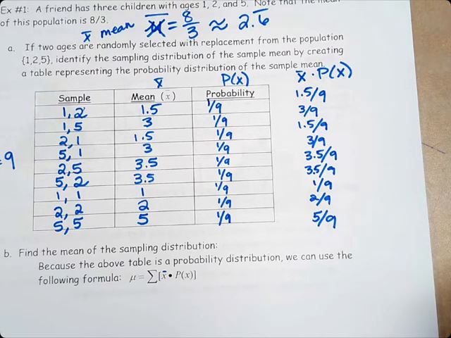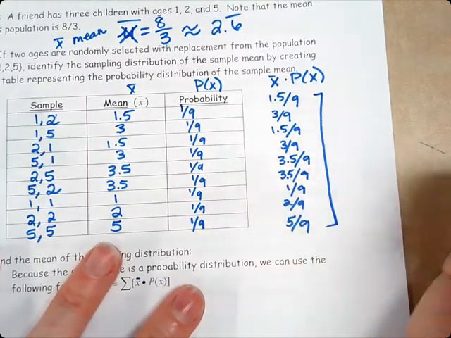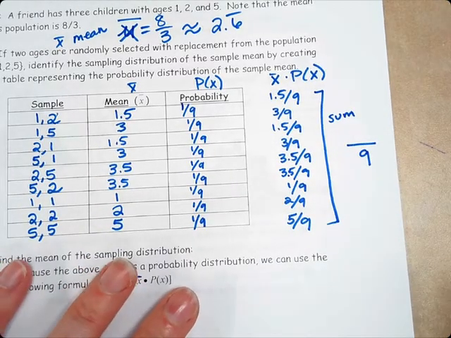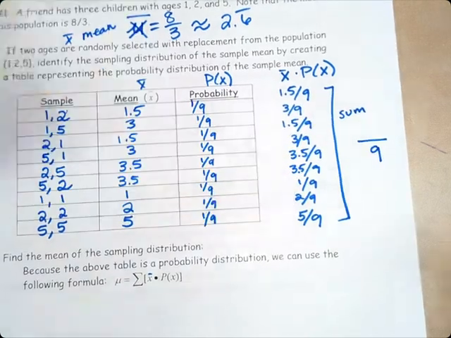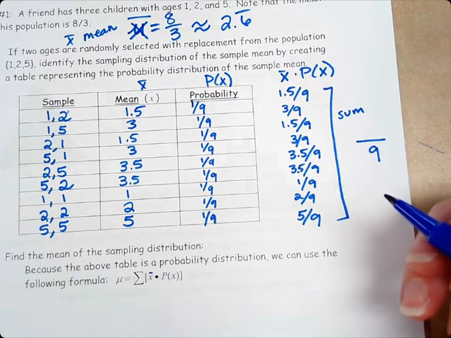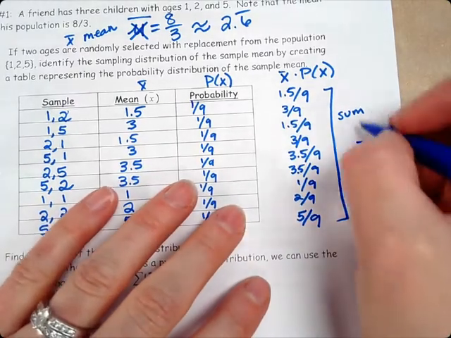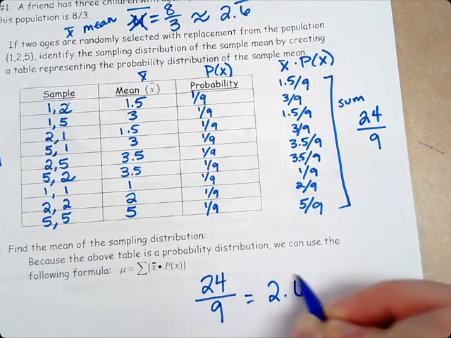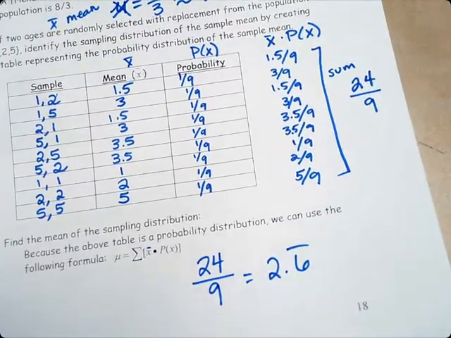Then we would need to add those all up. In reality, I could just add the numerators and then put it over the 9. So the sum would equal something over 9. Let's add those up. I would do the 1.5, so that'd be 3. That's 3 more. 1, 2, 5. Go ahead and add them all up. How much is it? 24. Yep. Which is 2.6 repeating. Right. So we did a whole lot of work for the same answer.